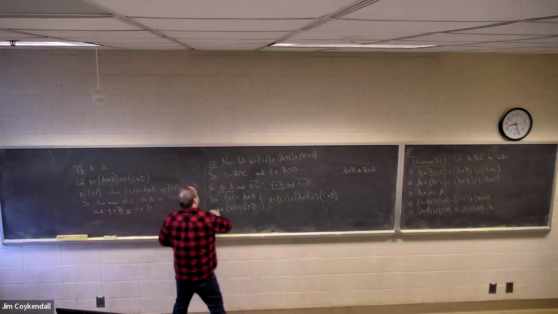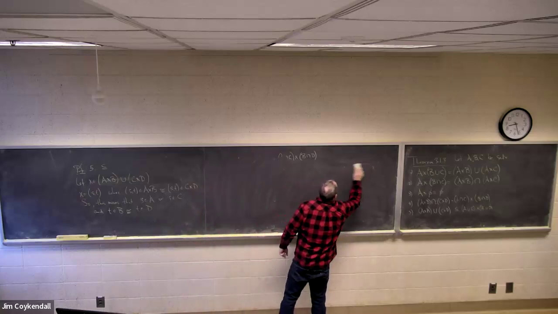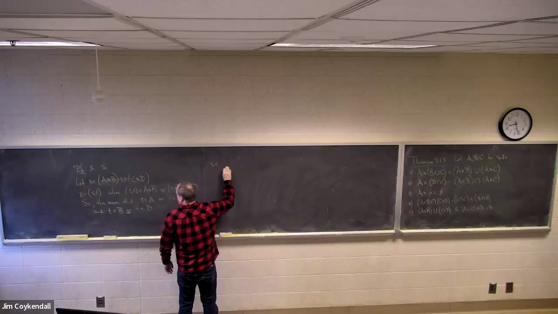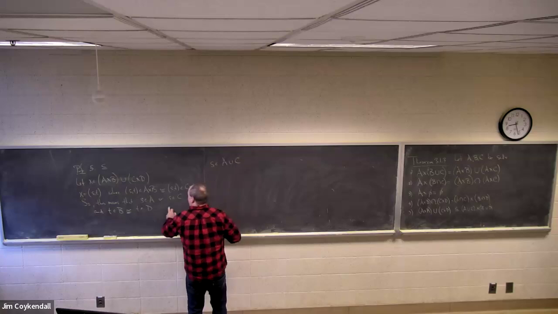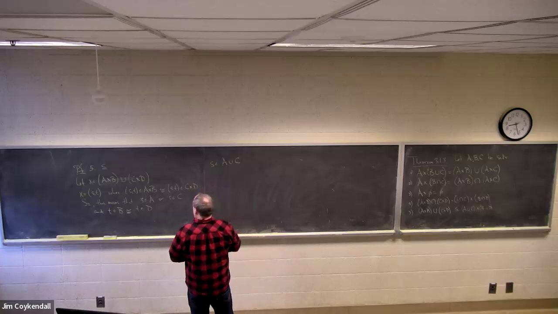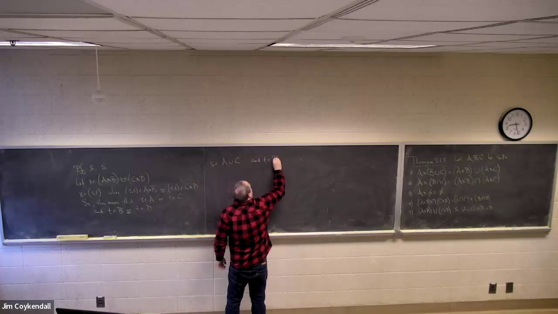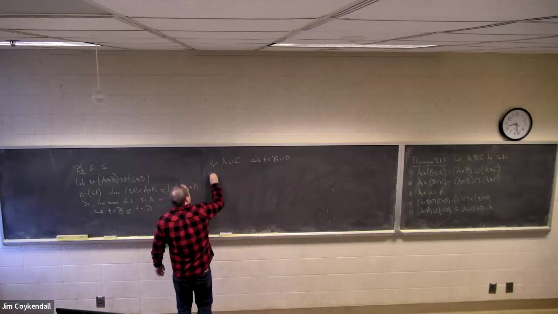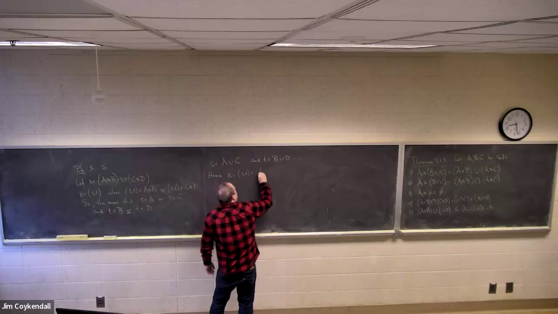So notice that my conclusion here is that S is in A union C, and T is in B union D. Hence, X, which is ST, is in A union C cross B union D.